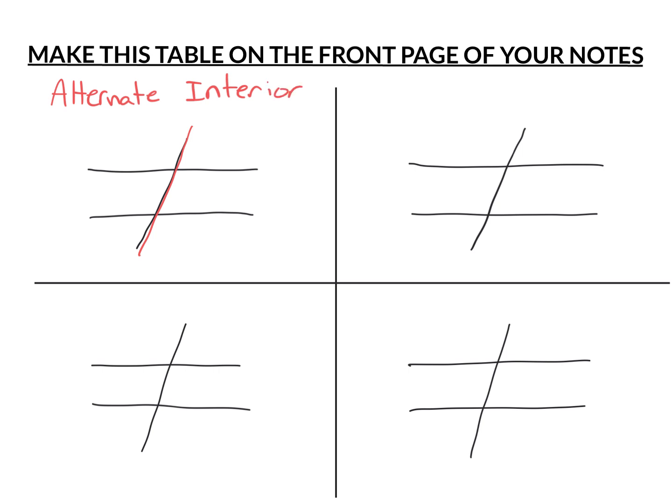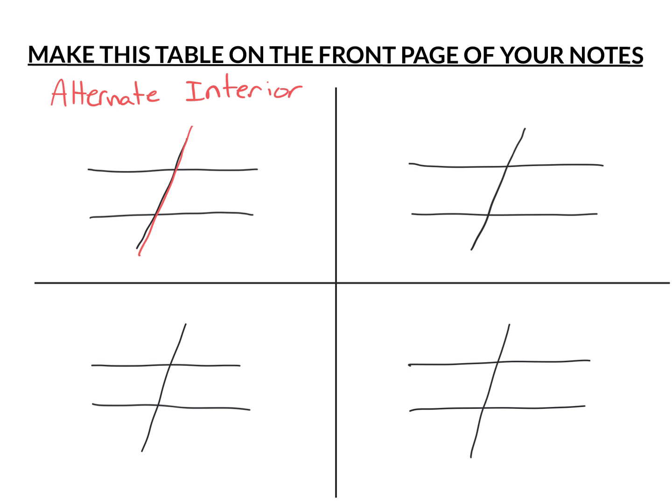When you hear the word interior, what does that mean? Inside, right? So I'm going to deal with this interior word first. These two parallel lines, think that they create a box. So interior would be both angles are inside the box. And then the word alternate deals with our transversal line. Alternate means it's on opposite sides of the transversal.